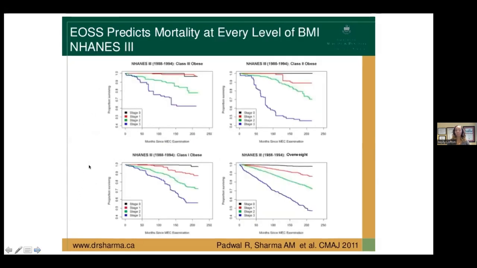And you see at every different level of BMI, the EOSS really is correlated with mortality. So again, this is another factor that we're using to consider not only treatment options, but severity of obesity and how aggressive we should be with different treatments for patients with obesity.